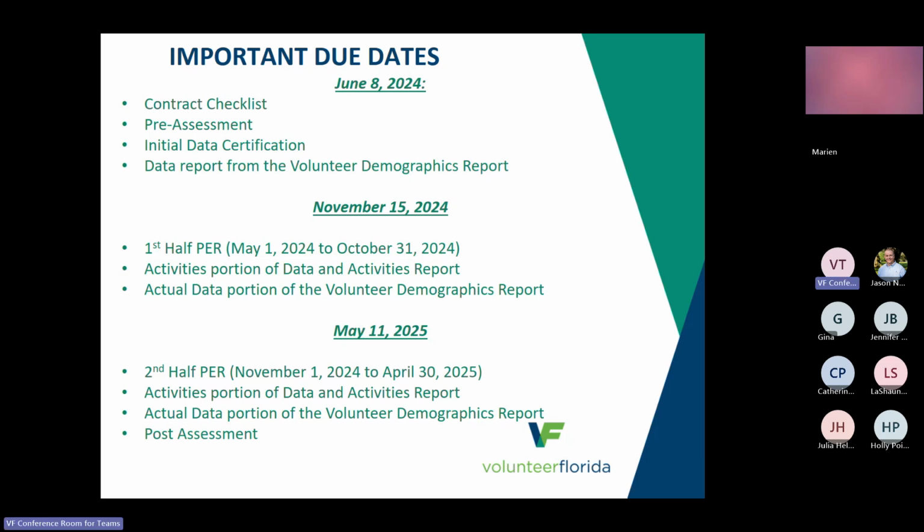The first PER form and documentation to report the first draw has been spent and to report 50% of the match has been met is due to Volunteer Florida Foundation no later than November 15th, 2024. This will be for the period of May 1st, 2024 to October 31st, 2024. The activities portion of the data and activities report and the actual data portion of the volunteer demographics report for this period is also due on this date.